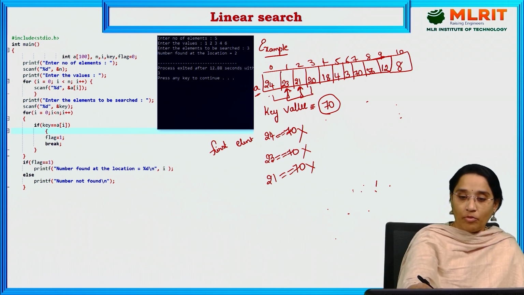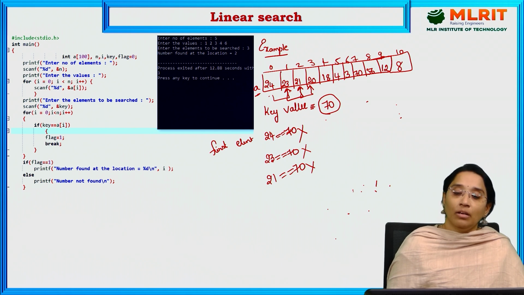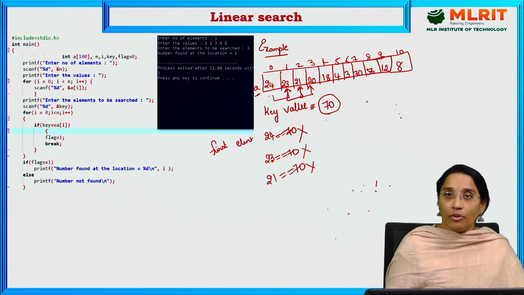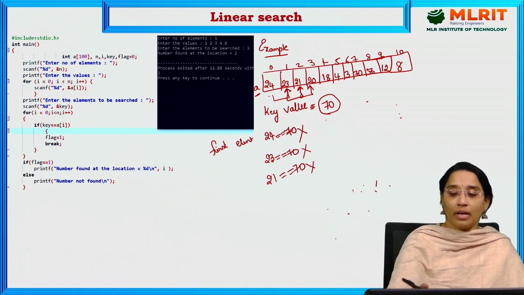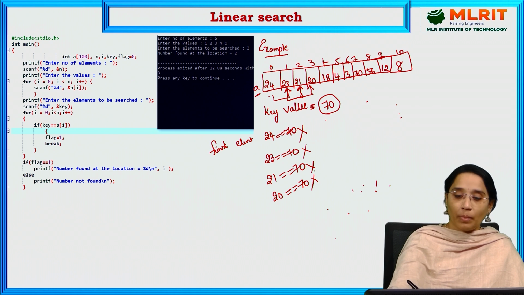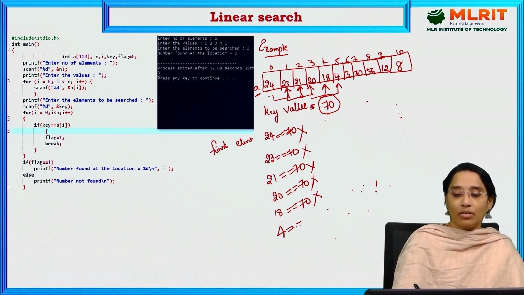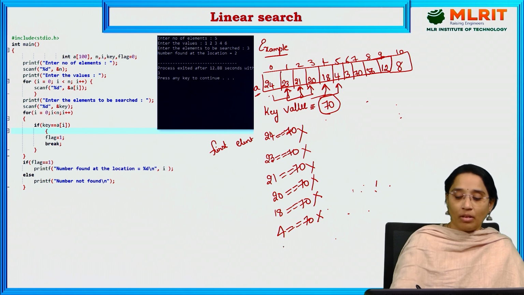Again, it will move one position towards the right. So what it is doing: every time the search element does not match the element at the given index, we move one position towards the right and compare. Is 20 equal to 70? False. The next element in the list is 18. 18 equal to 70? No, false. Again, 4 equal to 70? False. 3 equal to 70? False.